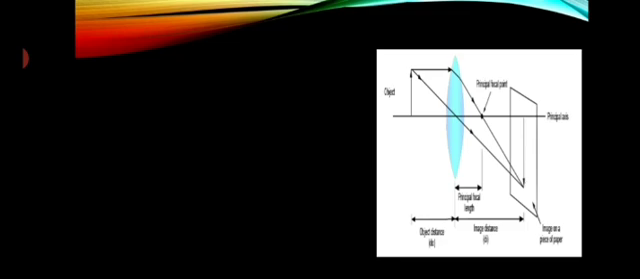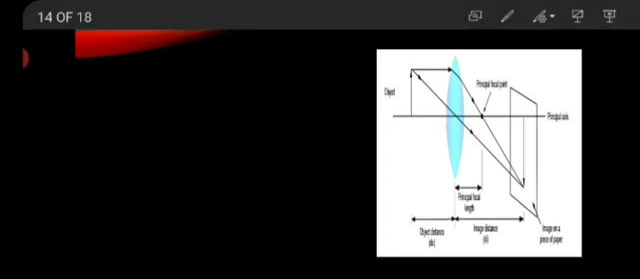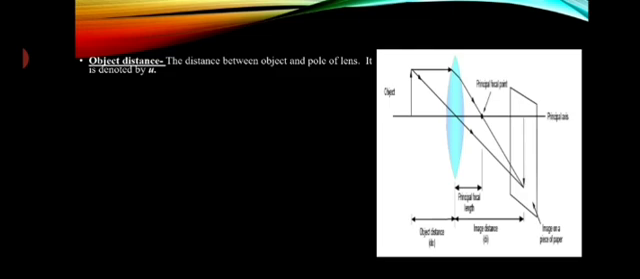Considering further, here we are considering again the convex lens, before which an object is placed. Let's see now, what do we mean by object distance? Object distance is nothing but the distance between the object and the optical center of the lens. It is denoted by the letter U.